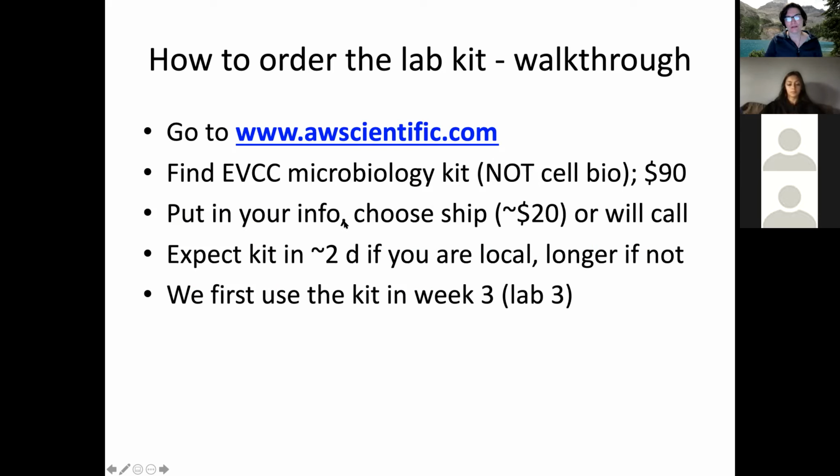When you put in your info, you get to choose if you want it shipped to you, which is an additional cost, or if you want to pick it up, which will require that you can drive to Monroe. If it's shipped, it should ship out in about 2 days if you're local, but it can take longer if you're further away. And we do, as I said, use this kit in week 3.